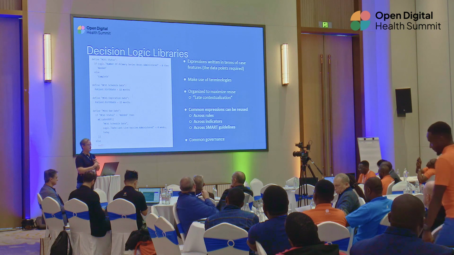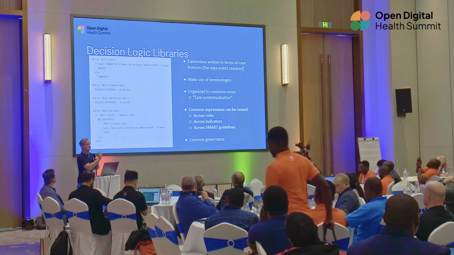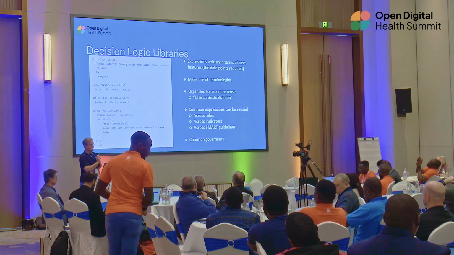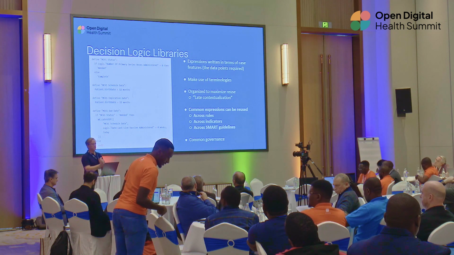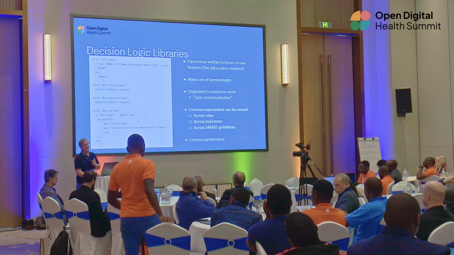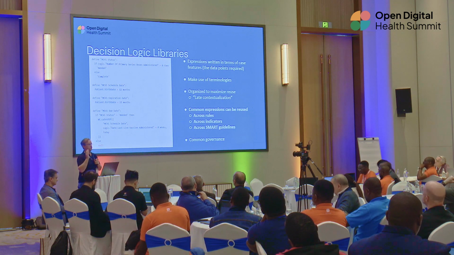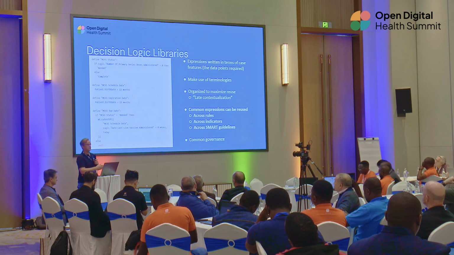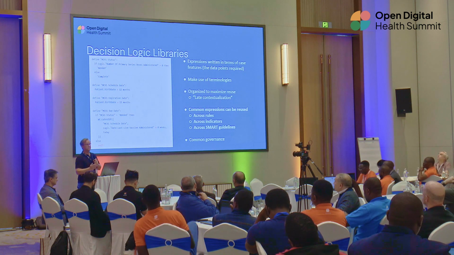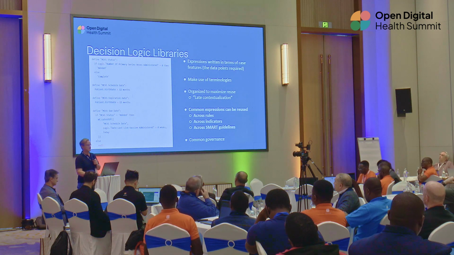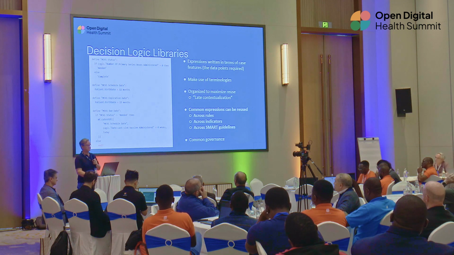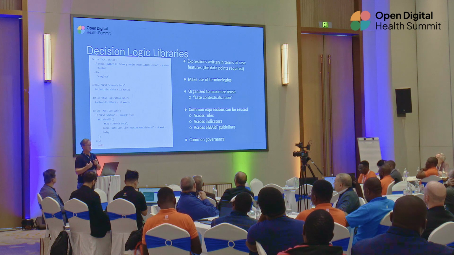So we have an expression that has the MCV1 status, number of primary series doses administered, and that can be contextualized to an encounter for use in decision support, or to a measurement period for use in quality measures. So by organizing the logic in that way, we can reuse as much as possible. And these common expressions can then be reused across rules. They can be reused across indicators and even across SMART guidelines.